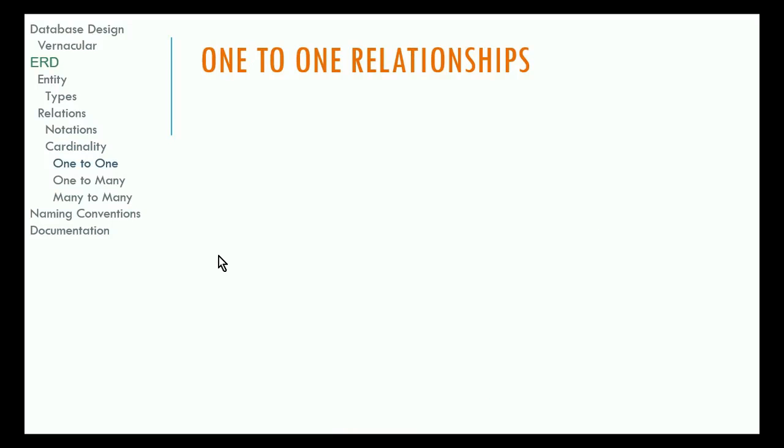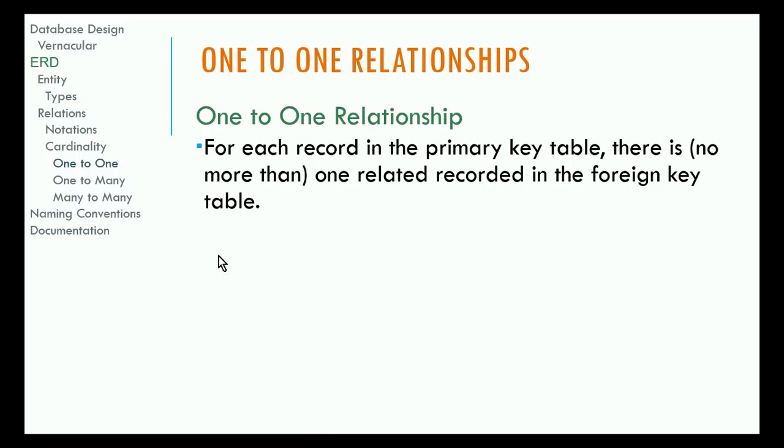One-to-one relationship. We have a couple different types of relationships. A one-to-one relationship is a relationship where for each record in the primary key table, there is no more than one related record in the foreign key table. Typically a one-to-one can be either exactly one on one side to exactly one on the other side, or it could be one on one side to 0 or 1 on the other side. So it could be optional to 1. It doesn't have to be exactly 1. Sometimes it's none or 1. But the point is there's never many. You can never have many of anything on either side. It's always a one-to-one match on each side.